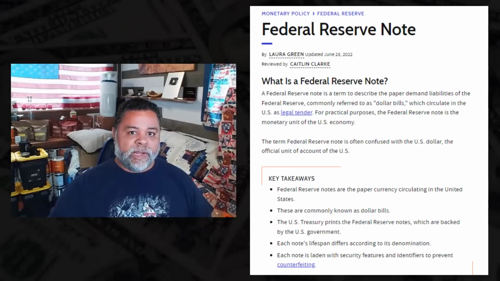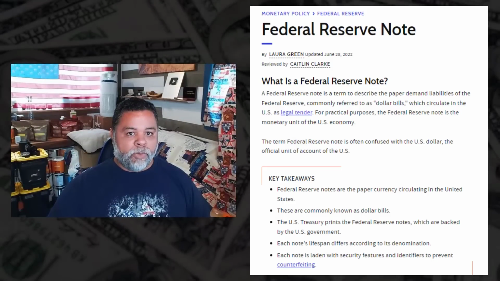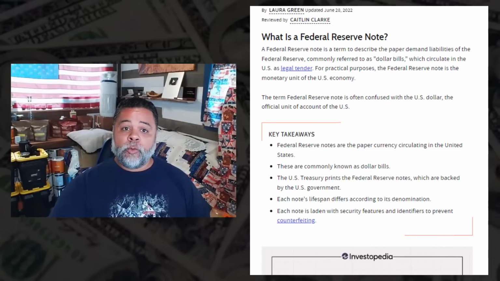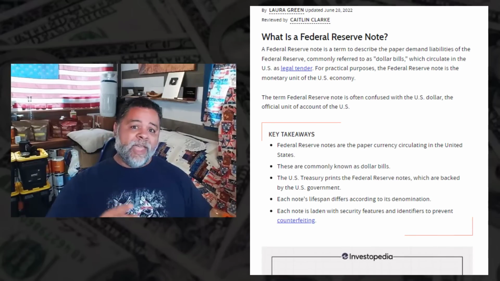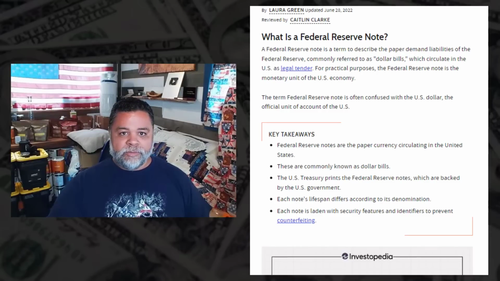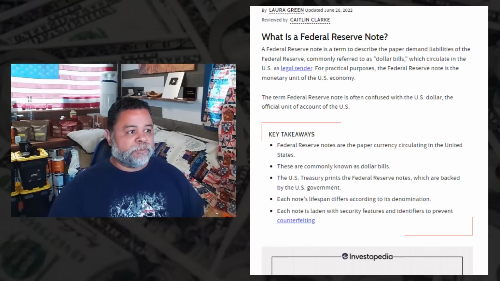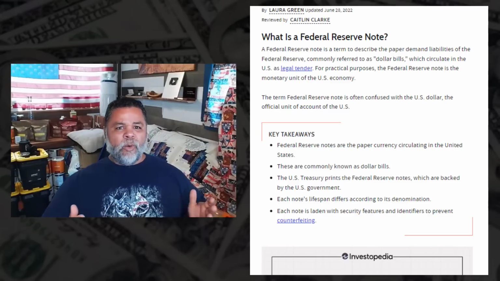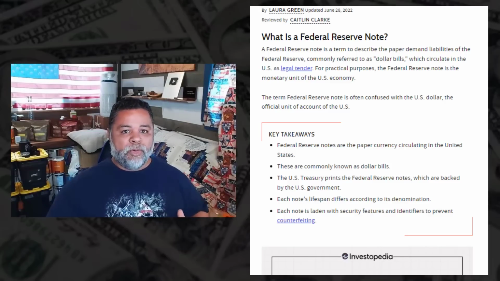I've already read through this, ladies and gentlemen, and we'll go through the important parts. This is from Investopedia, and they ask, what is the Federal Reserve Note? Great question. Have any of you ever asked yourselves, what is the Federal Reserve Note? Not many people do. The Federal Reserve Note is a term used to describe the paper demand liabilities of the Federal Reserve. What in the world does that mean? The paper demand liabilities of the Federal Reserve.